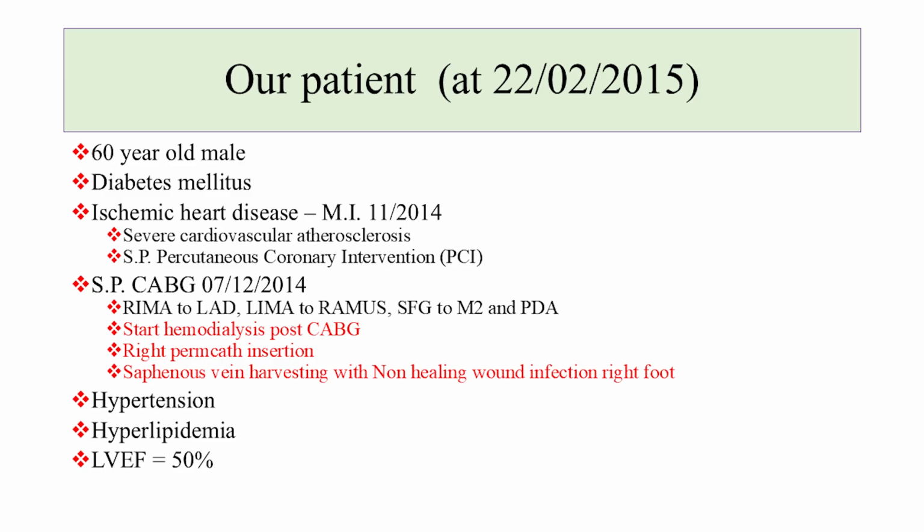We start with our patient in 2015. He was a 60-year-old male with diabetes mellitus, ischemic heart disease, severe cardiovascular atherosclerosis, and status post percutaneous coronary intervention (PCI). One month later, we had a coronary artery bypass graft, and then he started hemodialysis via a right Permcath. He also had hypertension, hyperlipidemia, and the left ventricular ejection fraction is 50%.